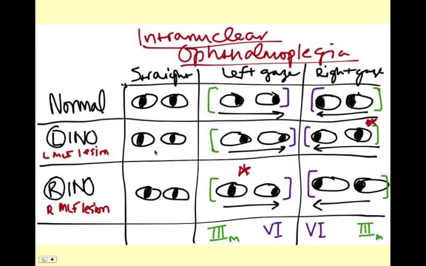Now, in patients who have some diseases, particularly multiple sclerosis, they can get damage to both MLFs at the same time. And so looking straight, they would have this here normal, but then they would have both a left gaze and a right gaze problem. So they would have both left INO and right INO.